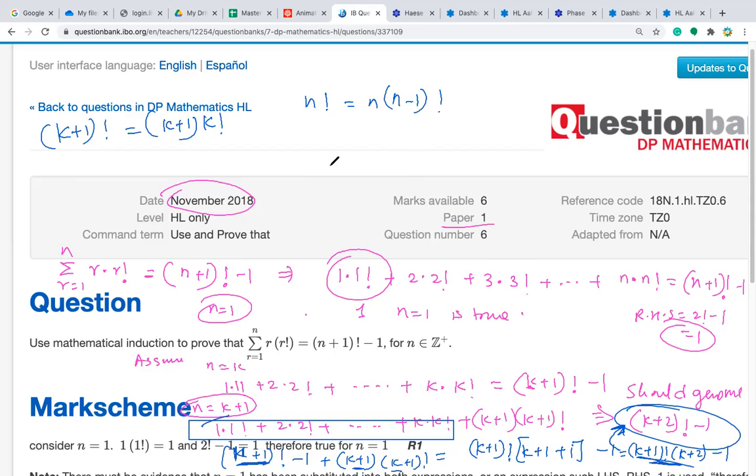Now, the final statement is: since it is true for n equals 1, n equals k, and n equals k plus 1, it is going to be true for the given statement, where n belongs to the positive integers. So let's take another example on induction.